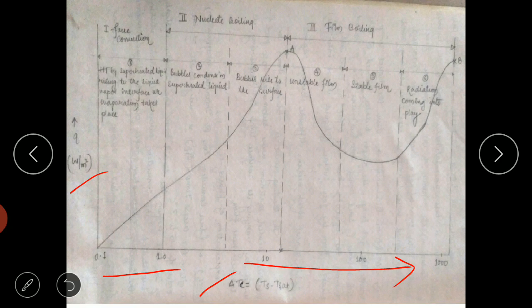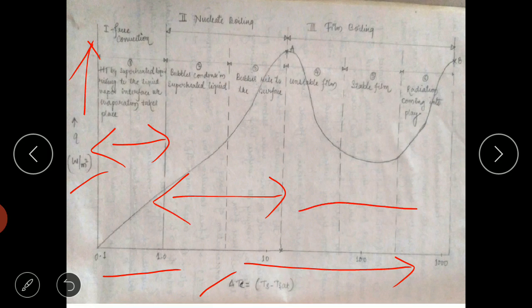As you can see, delta Te is continuously increasing along the x-axis. The temperature can be measured in degrees Celsius, and small q is the heat flux, which is on the y-axis. So from here to here it is the free convection zone. From here to here it is nucleate boiling. Then it will be film boiling. In nucleate boiling, again there are 2 phases.